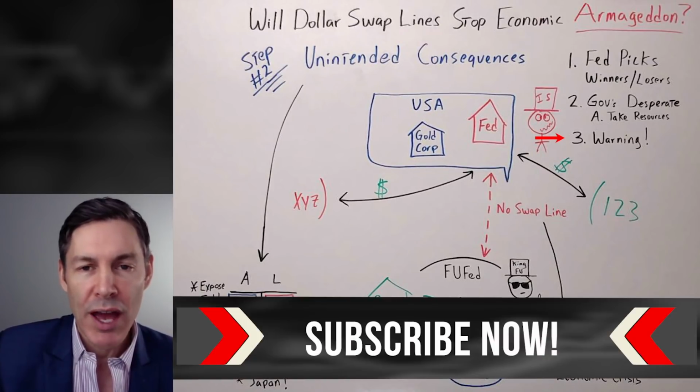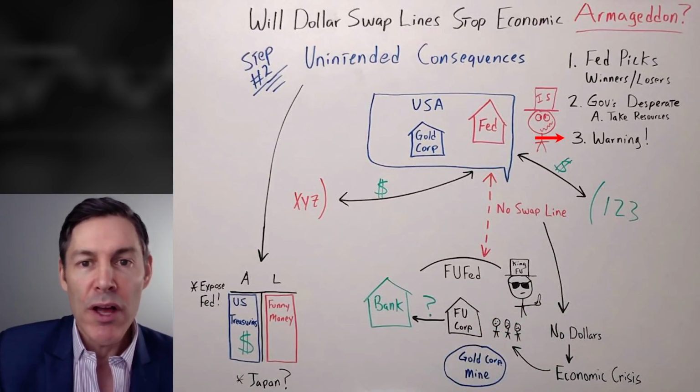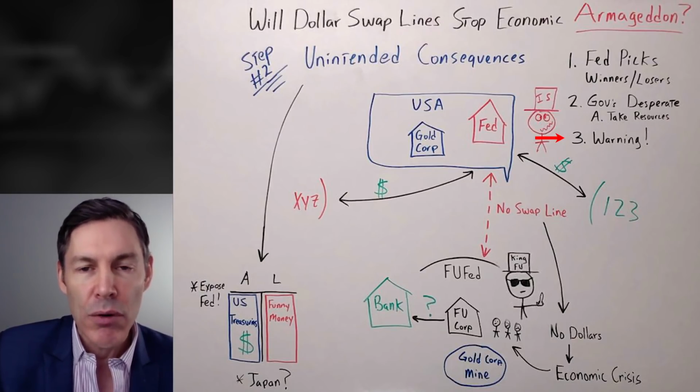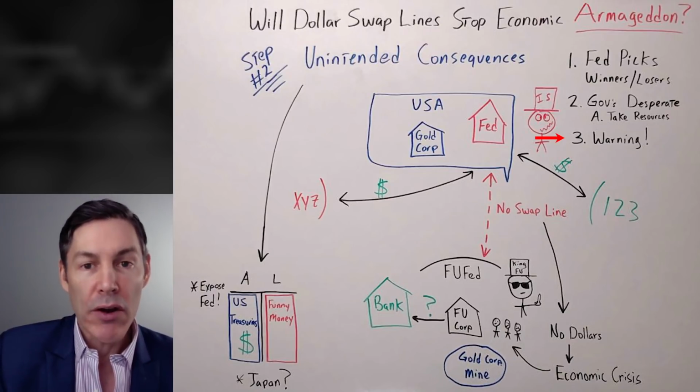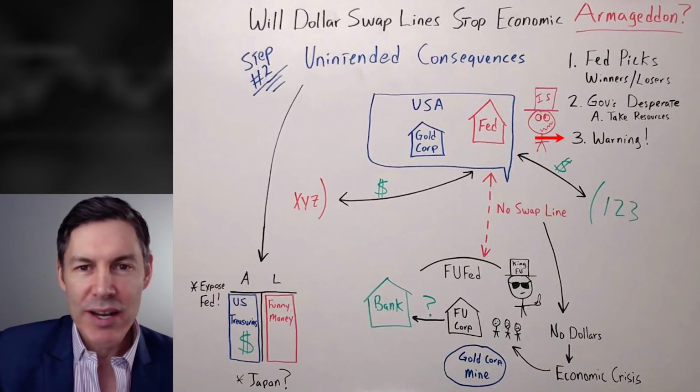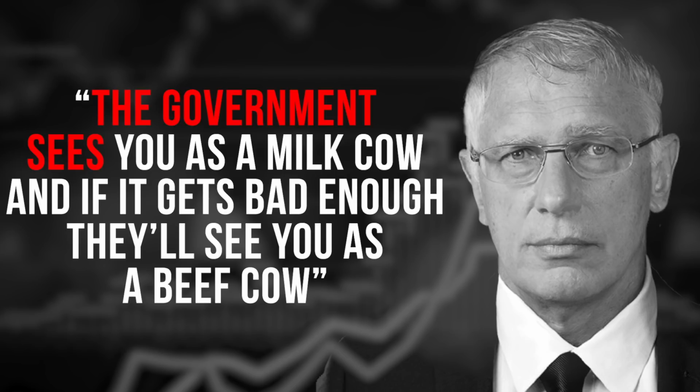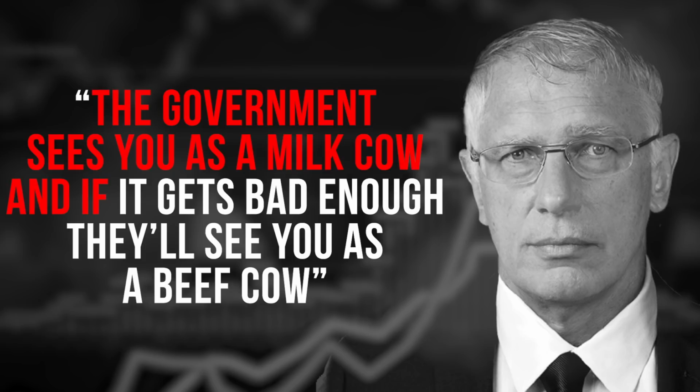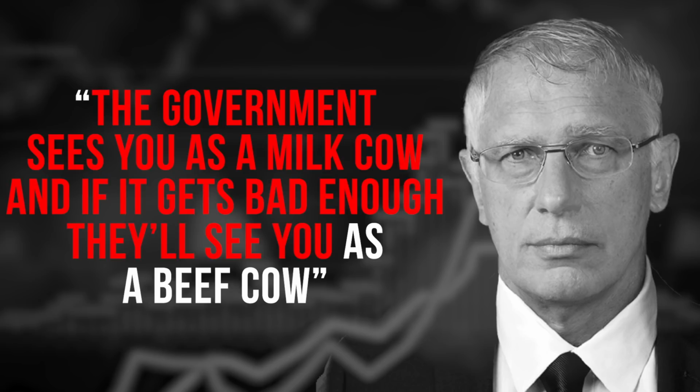If things get worse economically, which they most likely will, the government is going to go after you and I just like King FU goes after the gold mine. How do they do that? You may be asking yourself. Well, if they can't afford to fund a pension, what's going to happen to property taxes? If the government can't generate the revenue it needs for all the promises that it's made, what's going to happen to a wealth tax or even a sales tax or a VAT tax? It goes right back to what Doug Casey always says. The government sees you as a milk cow, and if it gets bad enough, they'll see you as a beef cow.